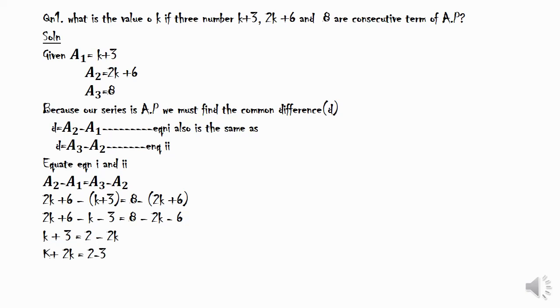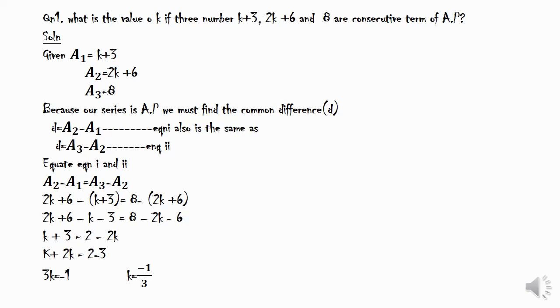So after that, the terms with coefficient of k, you must take to one side. Let's take them to the left hand side, and the constants take to the right hand side, as you see on your screen. It will be 3k is equal to -1. After 2 minus 3, you get -1, and k plus 2k we get 3k.